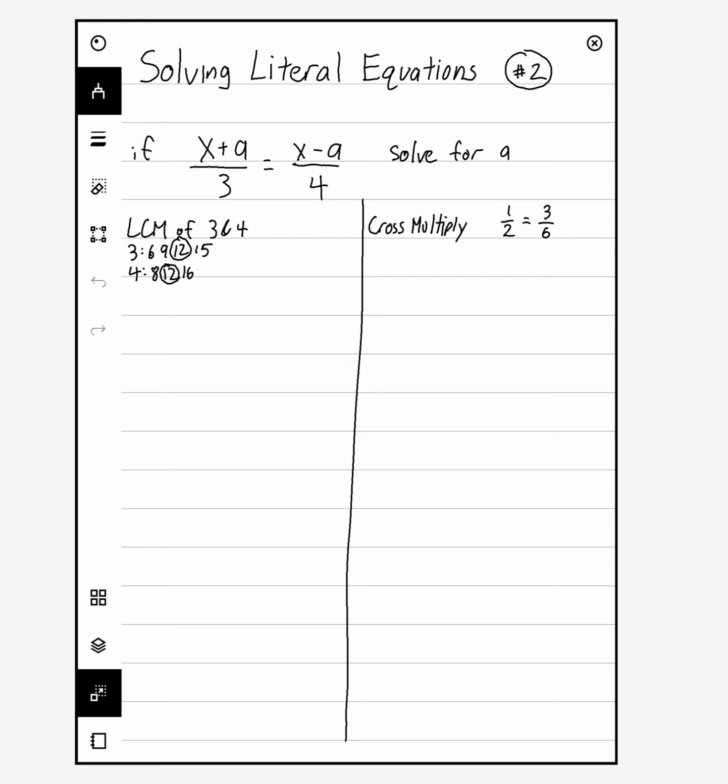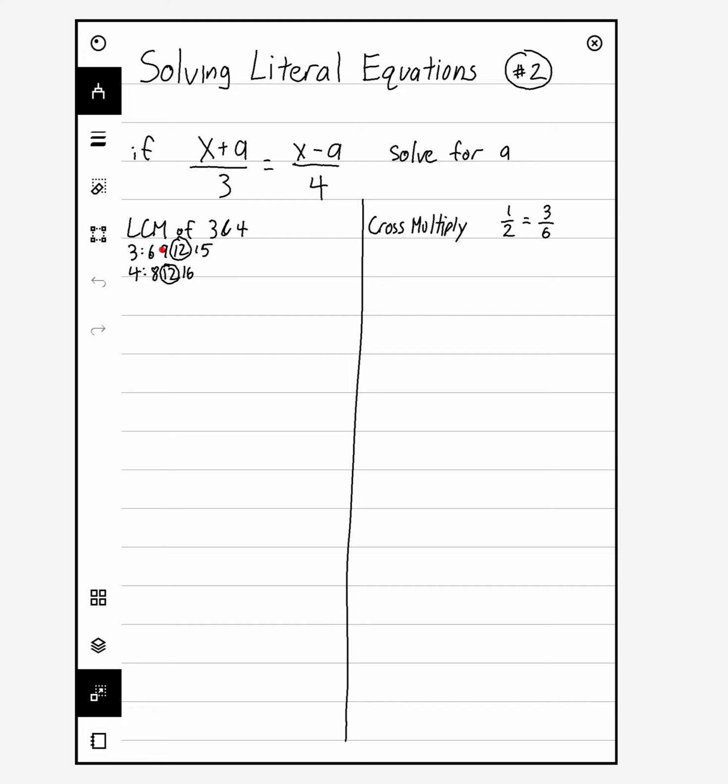Part 2 of solving literal equations. All right, our equation for this one is going to be this: x plus a over 3 is equal to x minus a over 4. So there are two ways that we can solve this problem. Let's see which one's better.